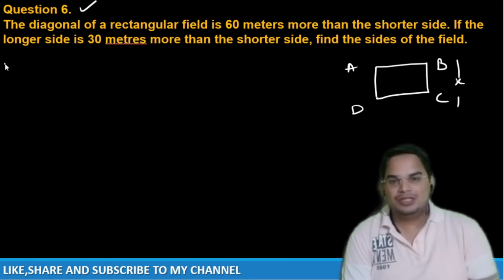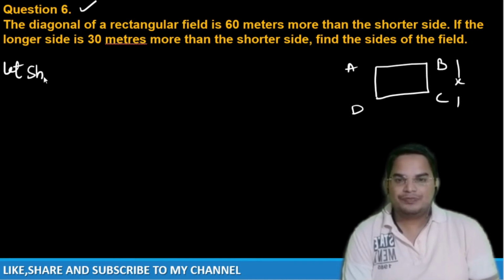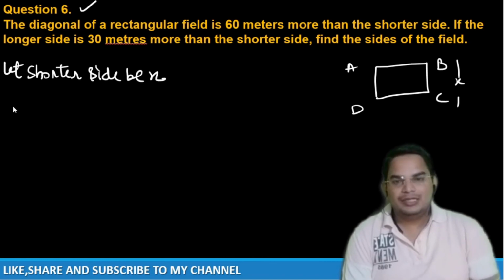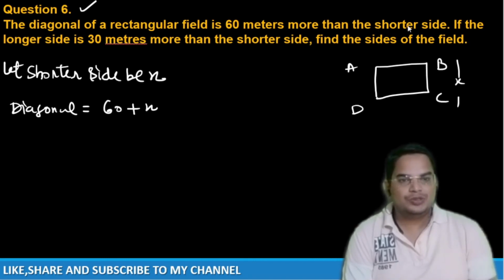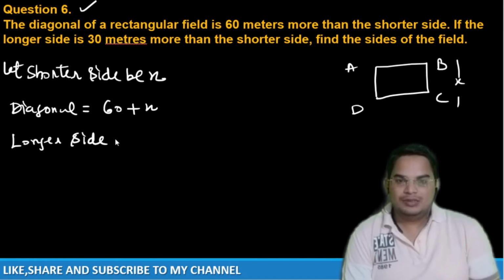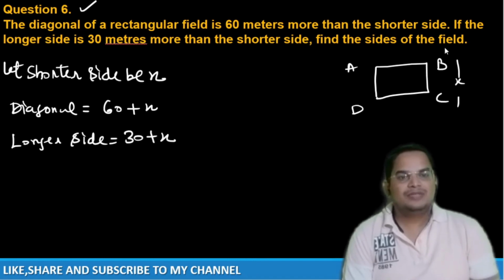So I will write down like this. Let shorter side be x. So what will the diagonal become? Diagonal is 60 plus x. According to the question, the longer side is 30 meters more than the shorter side, 30 plus x. They are saying find the sides of the field.